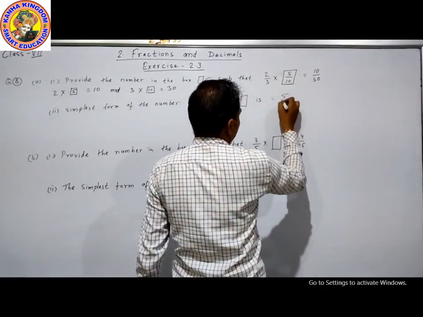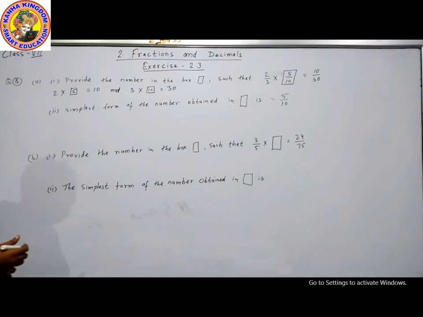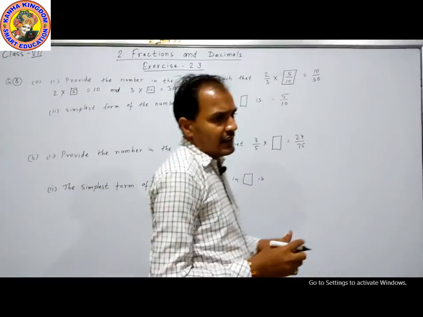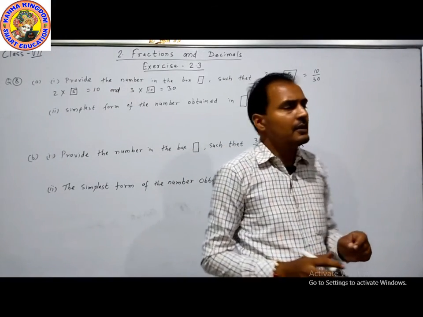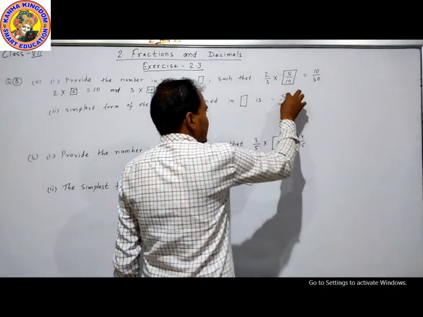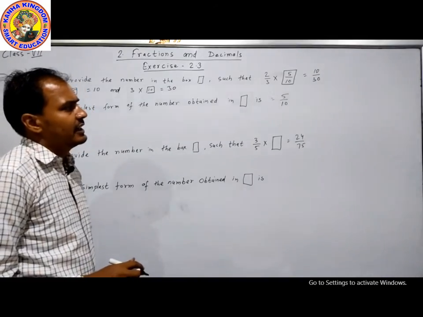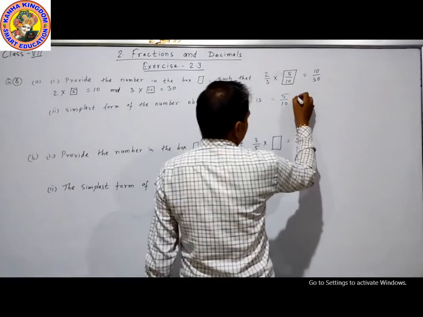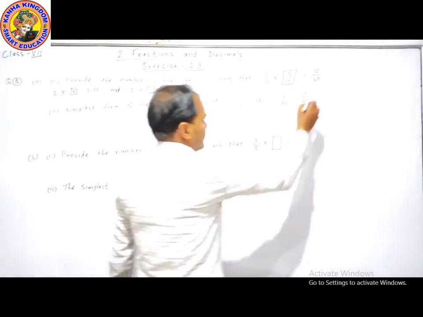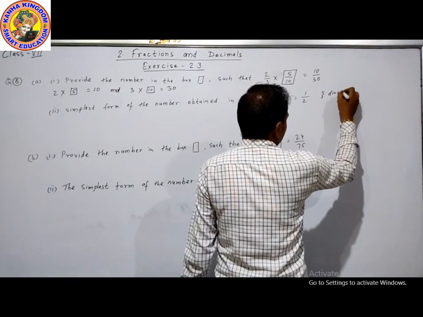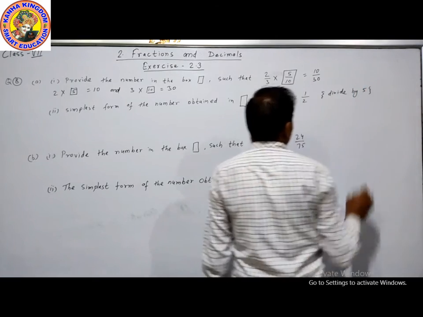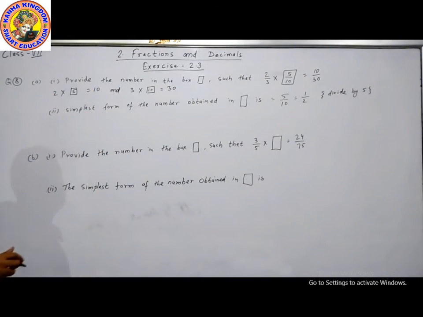Second question, the simplest form of the number obtained in the box. In the box we obtained 5/10. In the simplest form, if any common factor is present, then we can cut these numbers. In the numerator and denominator we saw that a divisor of 5 is present. So we will divide by 5 one time and 2 times. Divide by 5. So the simplest form is 1/2.